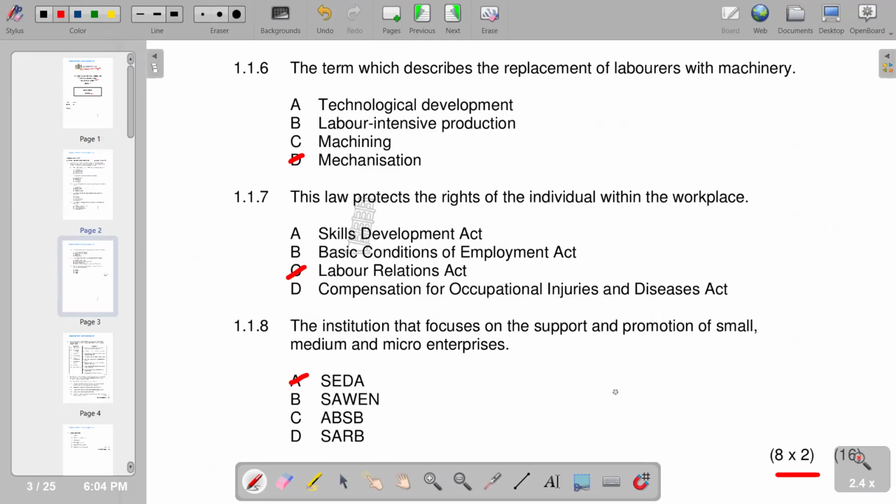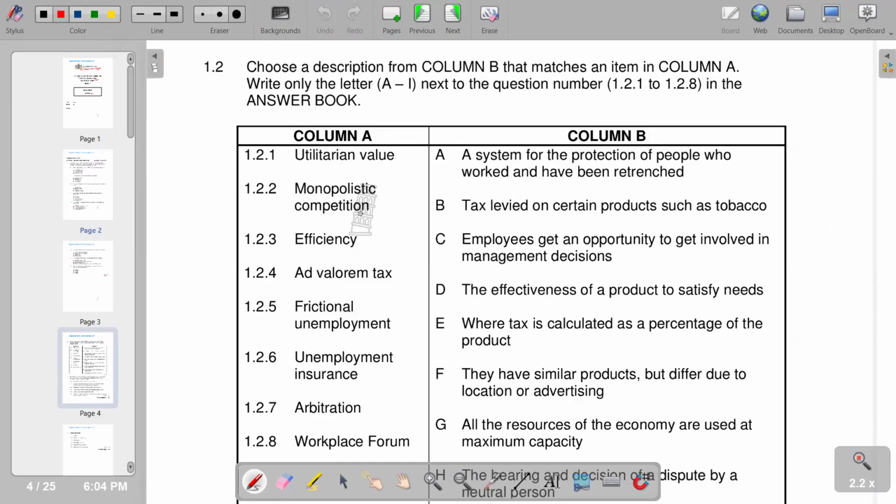So we move on to the next part, whereby we have got the matching words, whereby the first term is the utilitarian value. Utilitarian value, we are saying it's the perceived worth of something based obviously on its usefulness. So we check in terms of our responses that we have. We have got D, the effectiveness of products to satisfy needs. So we have D as our response for 1.2.1.